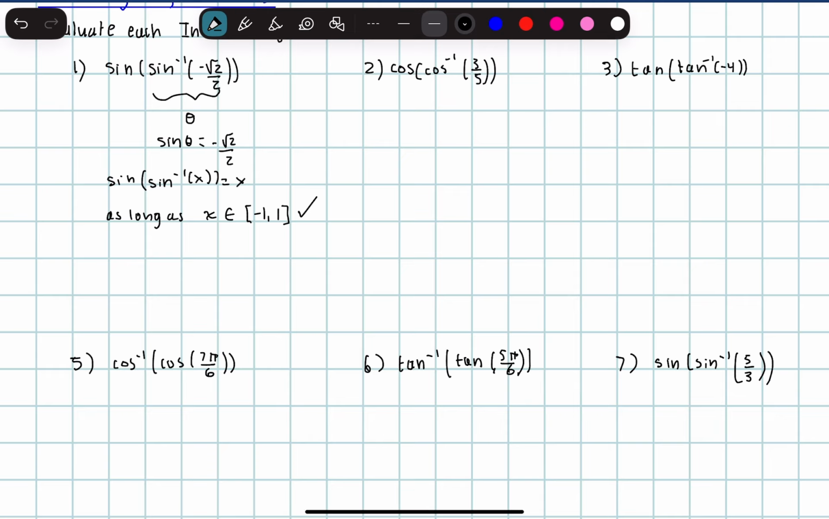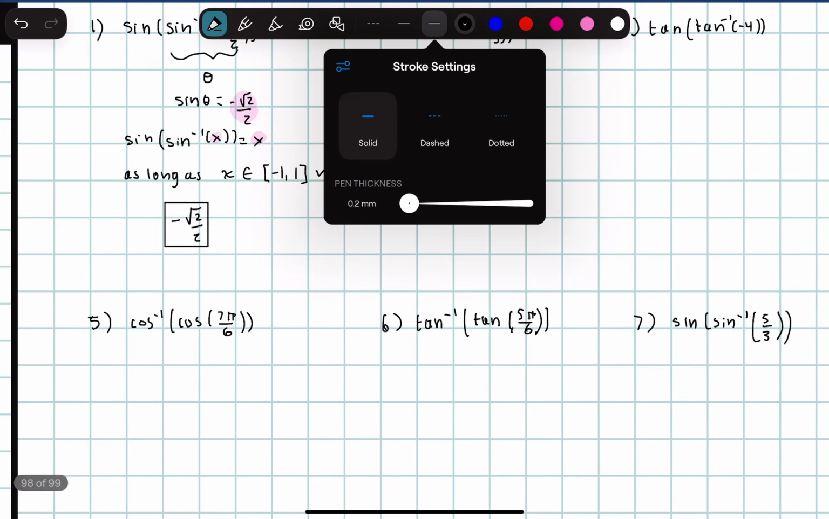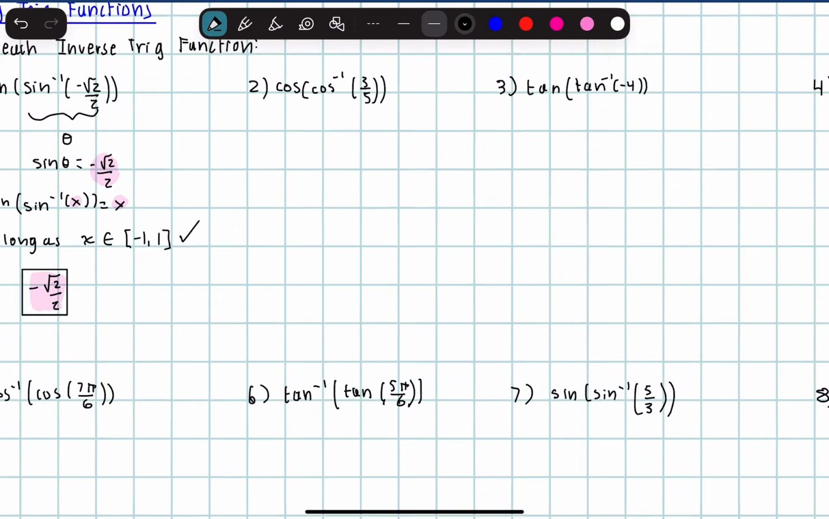So that means that this is just x, so that means that's negative root 2 over 2. So then you know that the answer is negative root 2 over 2. Hooray, that's awesome. Okay, so now we can move on to the next question.